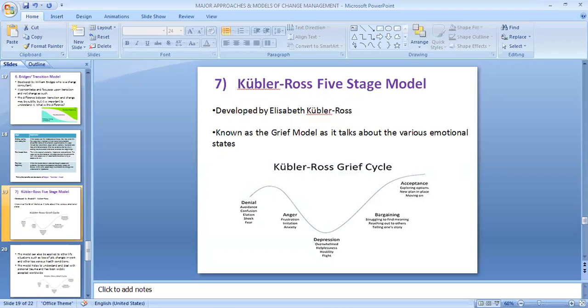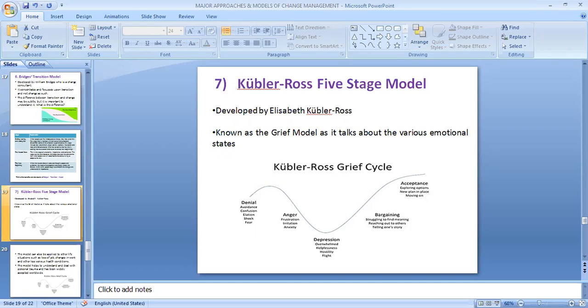The reason why we call it the grief model is because it talks about various emotional states that a person goes through when he or she discovers that he or she may be nearing their end. It discusses various emotional states and stages an individual goes through when discovering a nearing end. The model can also be applied to other life situations such as loss of job, changes in work, and other less serious health conditions.